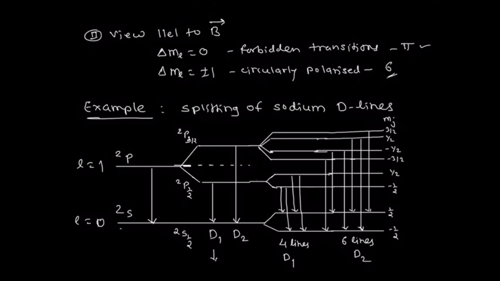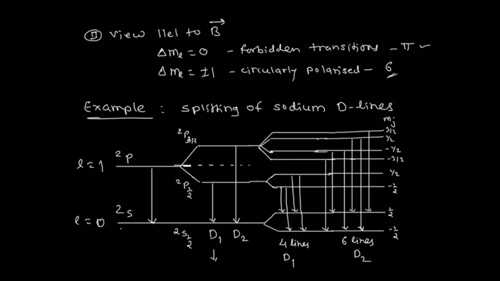And doublet P 3 by 2 splitted into 2j plus 1 means j is 3 by 2. 3 by 2 into 2, that is 3. 3 plus 1, 4. We get splitted into 4 lines. Which are these 4 lines? Lowest one is minus 3 by 2, mj equal to minus 3 by 2, minus half, plus half, 3 by 2. It means due to magnetic interaction, L equal to 1 splitted into multiple component lines. And within these sublevels, which transitions are spectroscopically allowed or not, that we decide by using the selection rule.